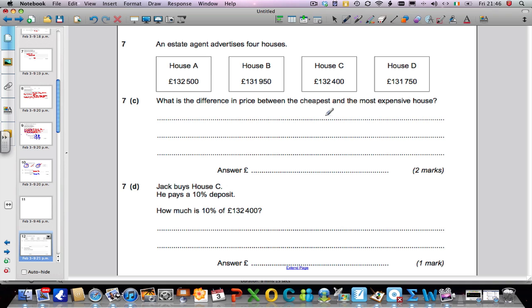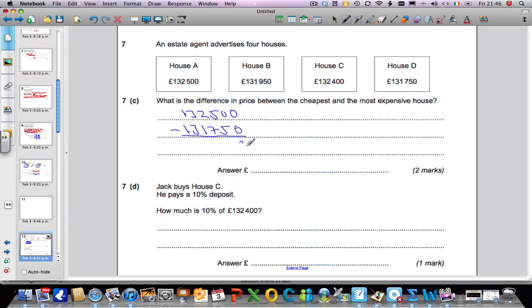We're asked for the difference in price between the cheapest and most expensive houses. Now, careful here. You've got to remember that the cheapest house is the number we're going to take away from the expensive house. So the expensive house is house A, which is 132,500, and we're going to take away house D, which is 131,750. I'm actually going to do this problem twice because there are two different methods of subtraction that we can do.